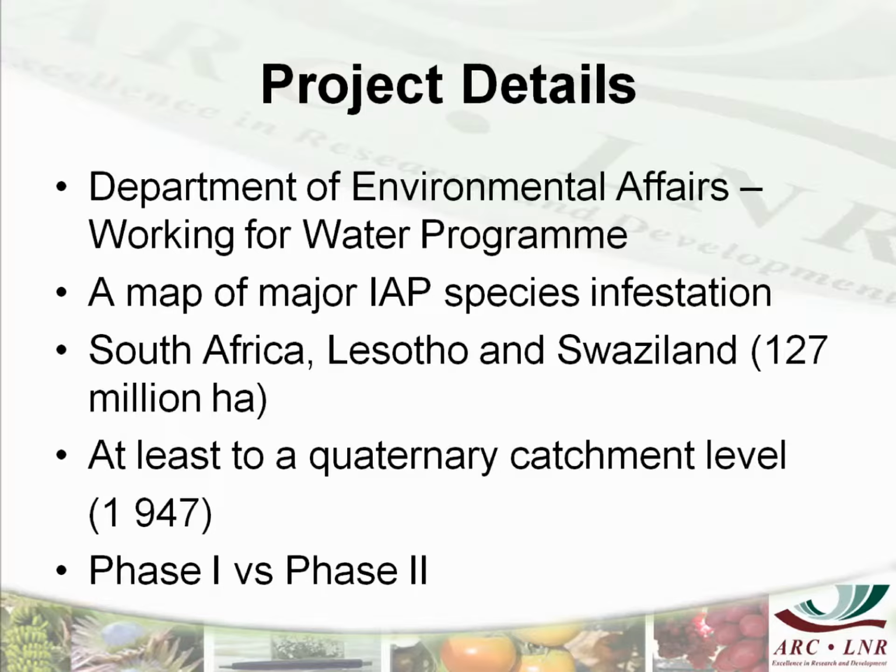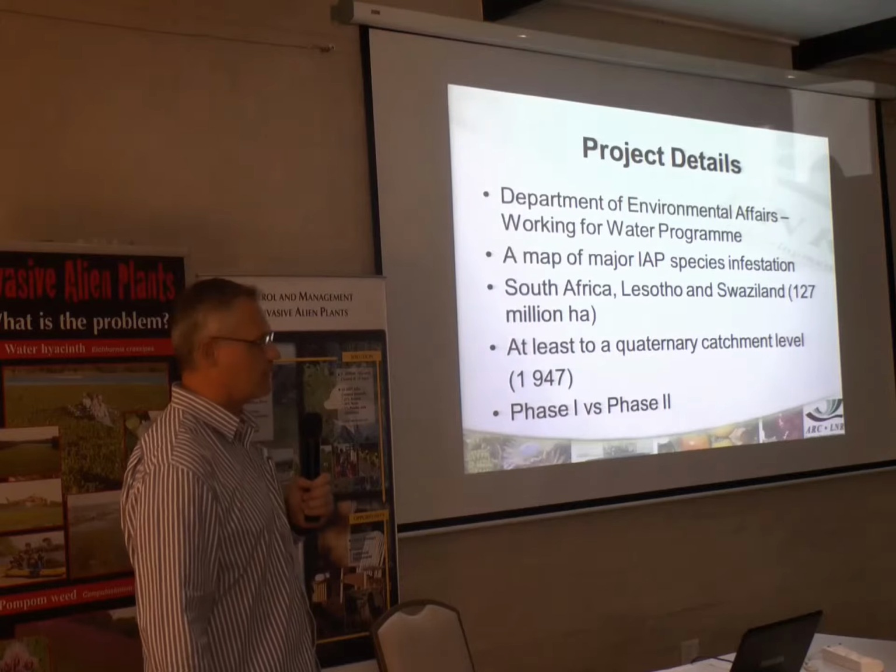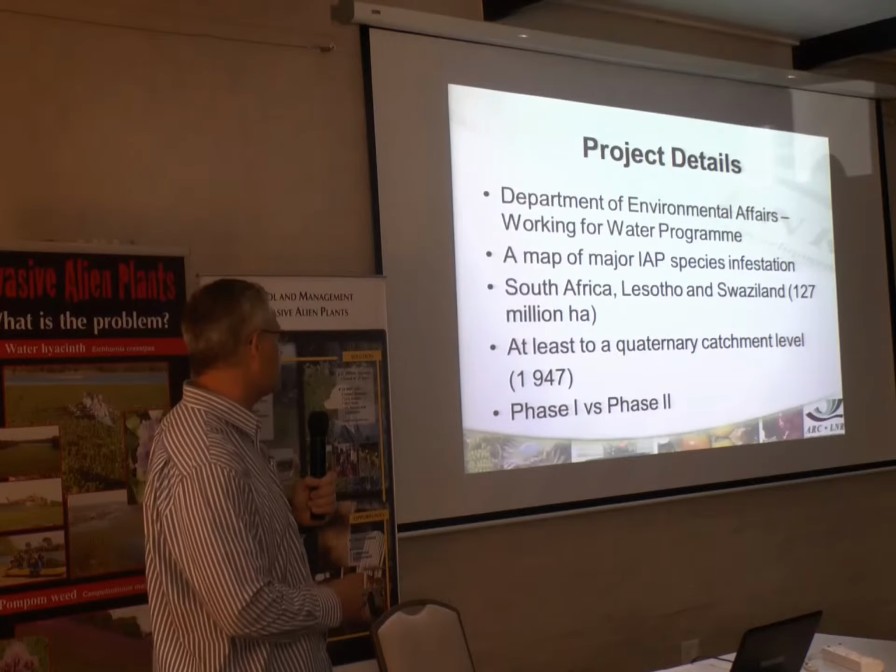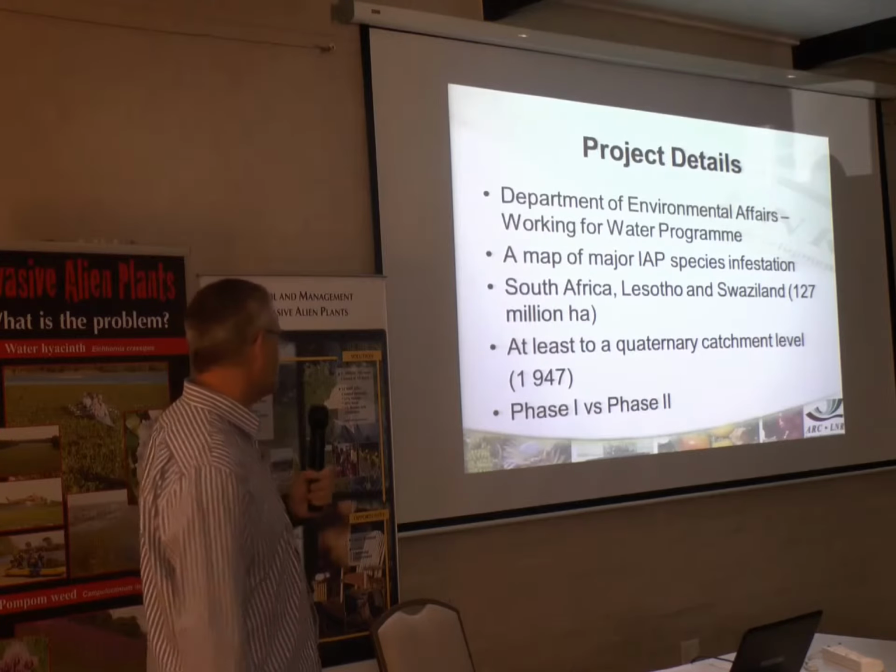The area that covers South Africa, Lesotho and Swaziland is 127 million hectares and therefore fairly extensive. We need to go down to at least a quaternary catchment level, of which there are almost 2,000 in the country. We started phase 1 in 2005. That was completed in 2010. I'll go through that quickly because it's related to phase 2 that we are currently dealing with.